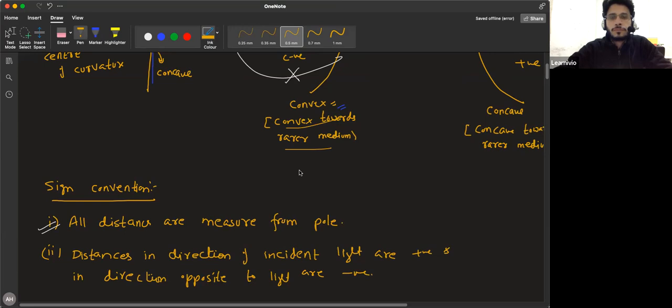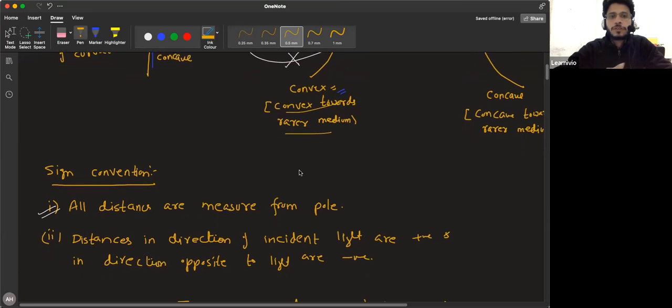Sir, can you read out the second point? Distances in the direction of incident light are positive and in the direction opposite to light are negative. So all distances which are in the direction of incident light are positive and the direction opposite to light are negative.